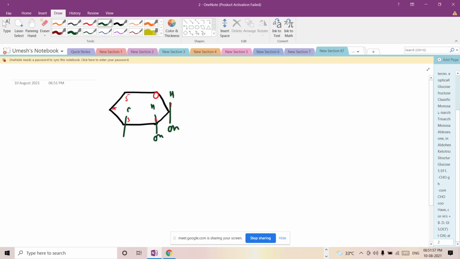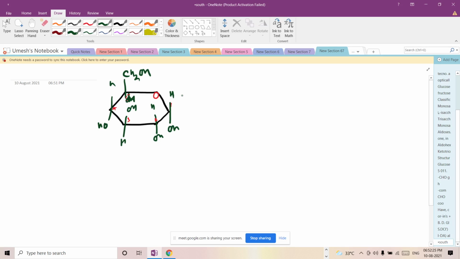On the next carbon, it is the OH up, H down. On the third, it is the OH down and H up. Then H down and it is CH2OH. H here and CH2OH. This is how we compress the structure. All those H or OH which are toward the right hand side have to be placed below the plane, and those towards the left hand side are to be shown above the plane.